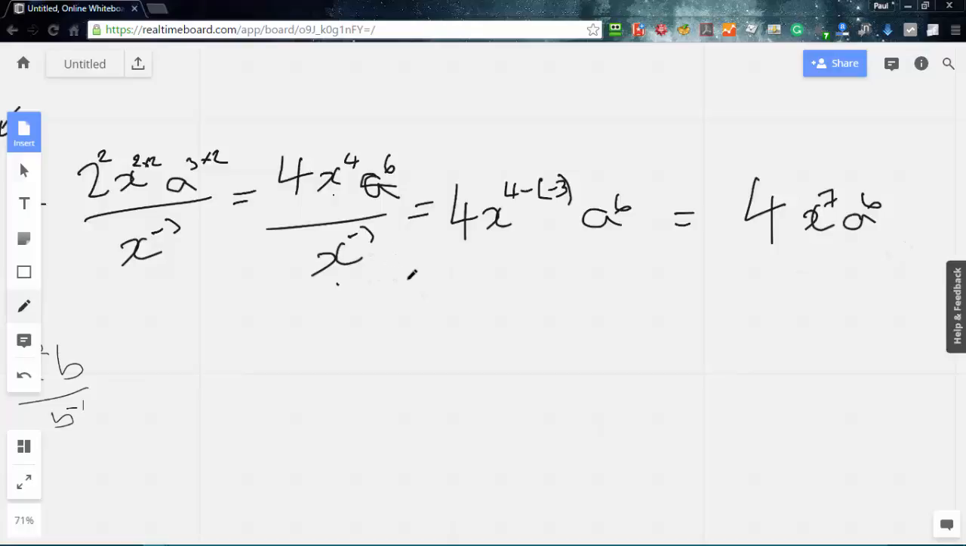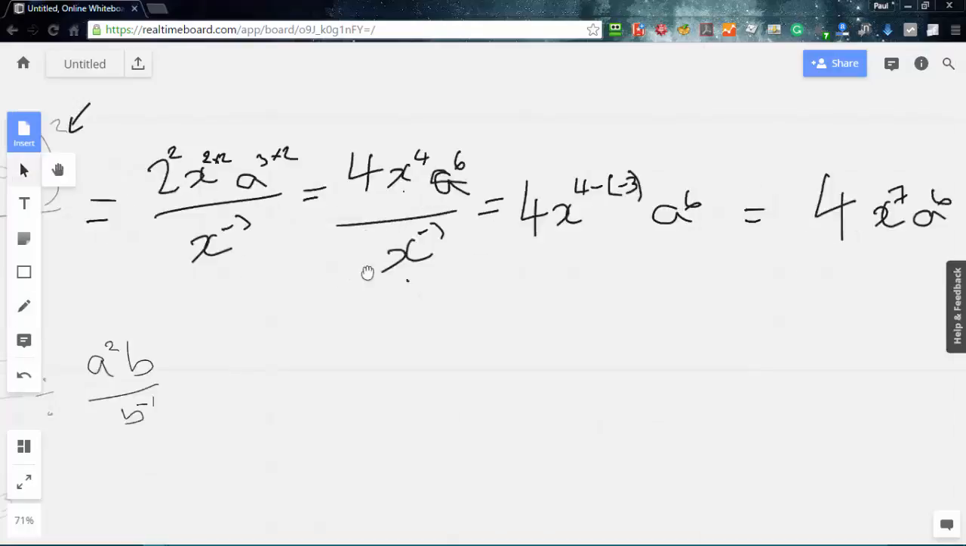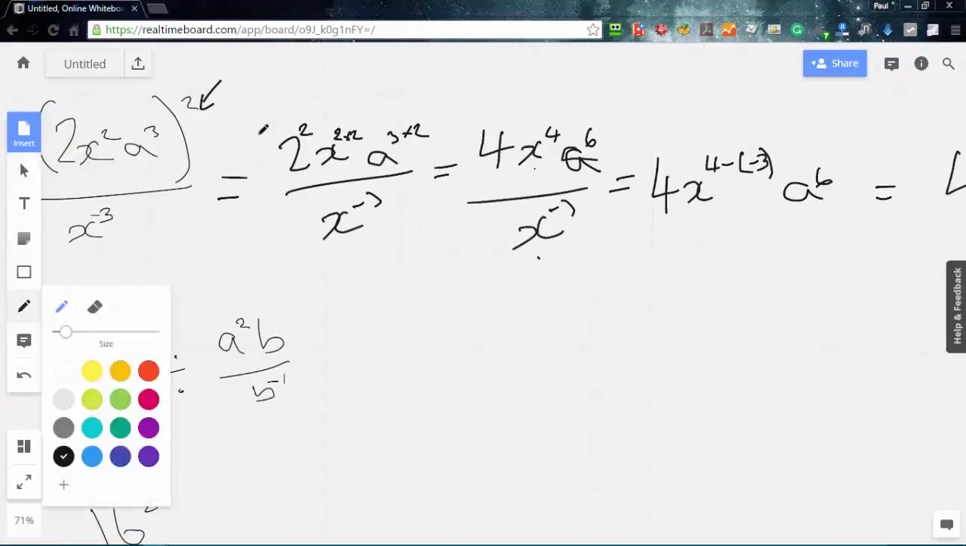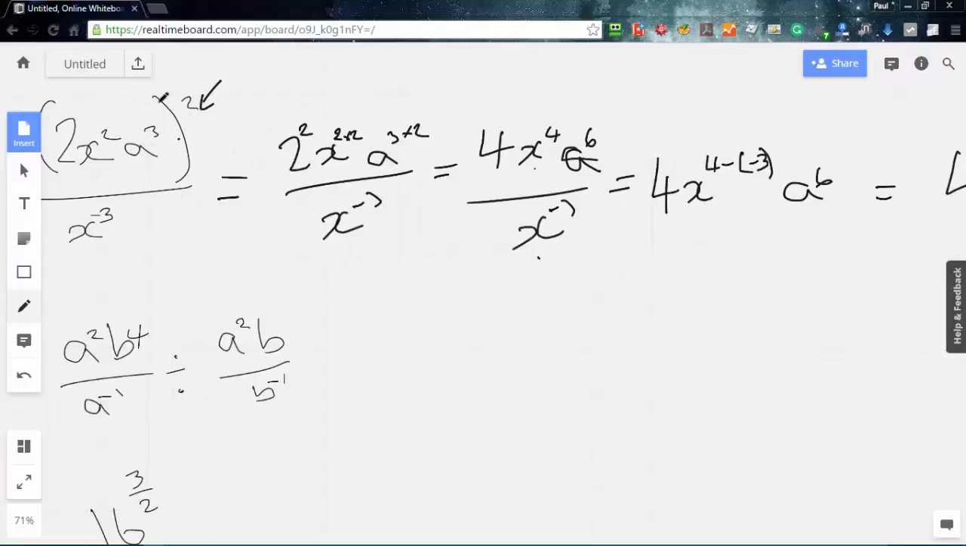Main things from that one to remember are: start off by getting rid of the powers outside the brackets. Remember you multiply when you've got a power of a power. And if you've got x's at the top and x's at the bottom of a fraction, it's the power of the top one minus the power of the bottom one. And don't forget, in this one it was 4 minus minus 3. So let's have a look at the second one.